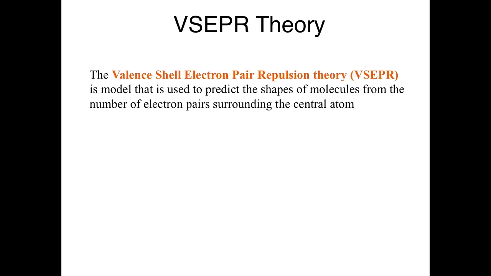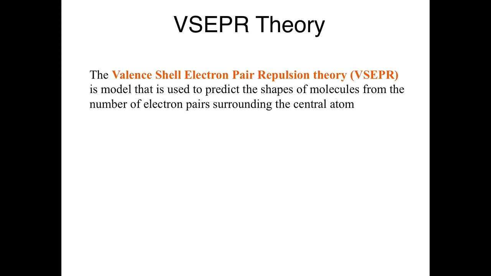Now, the idea to help us predict the shape of a molecule is called VSEPR theory. It stands for valence shell electron pair repulsion theory. And the acronym for that theory is VSEPR. Now, this is a model that tries to help us predict reality. It works most of the time, and as long as you apply it in this class, you will always get it right. Again, this is a model that helps us predict the shape of the molecule based on the number of electron pairs surrounding the central atom.